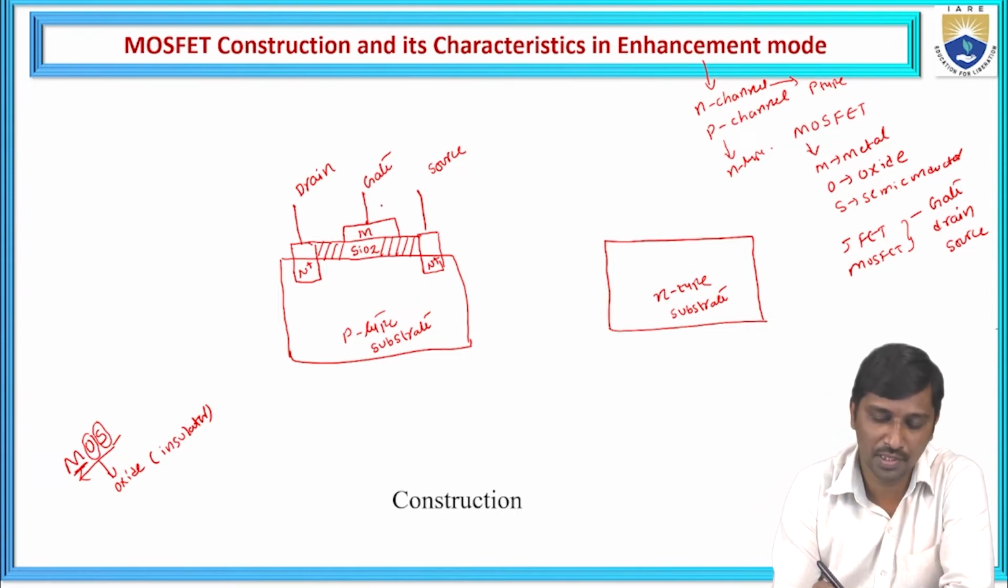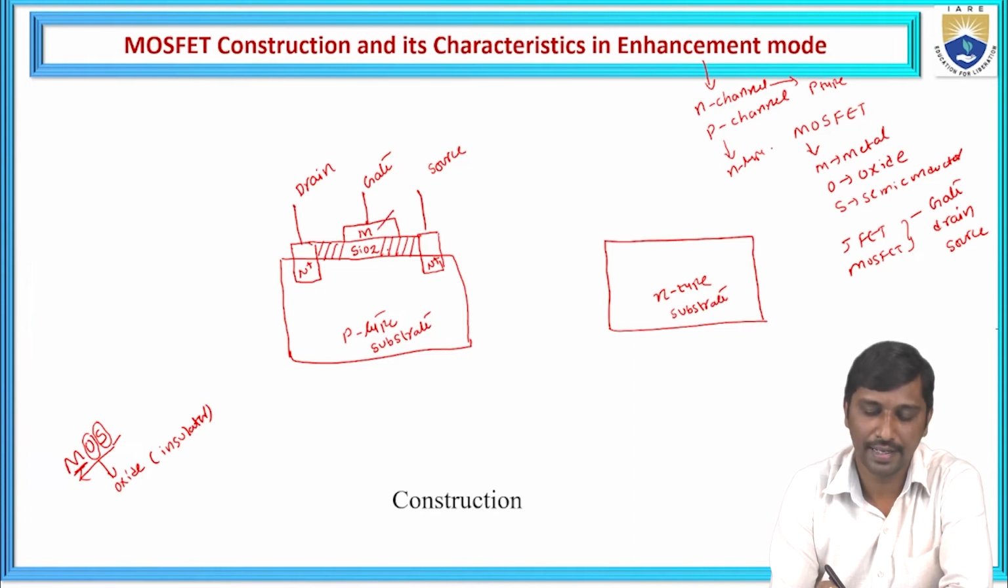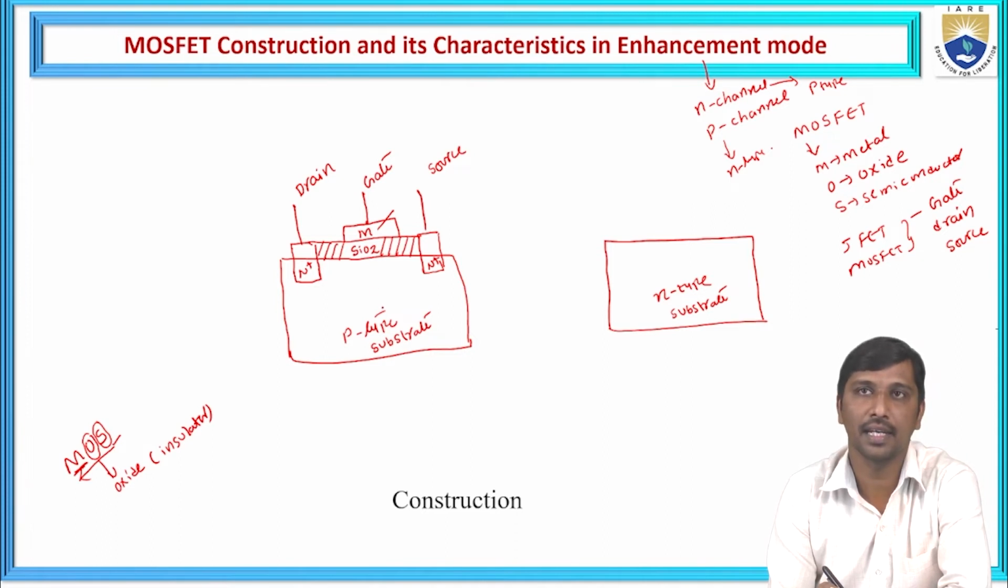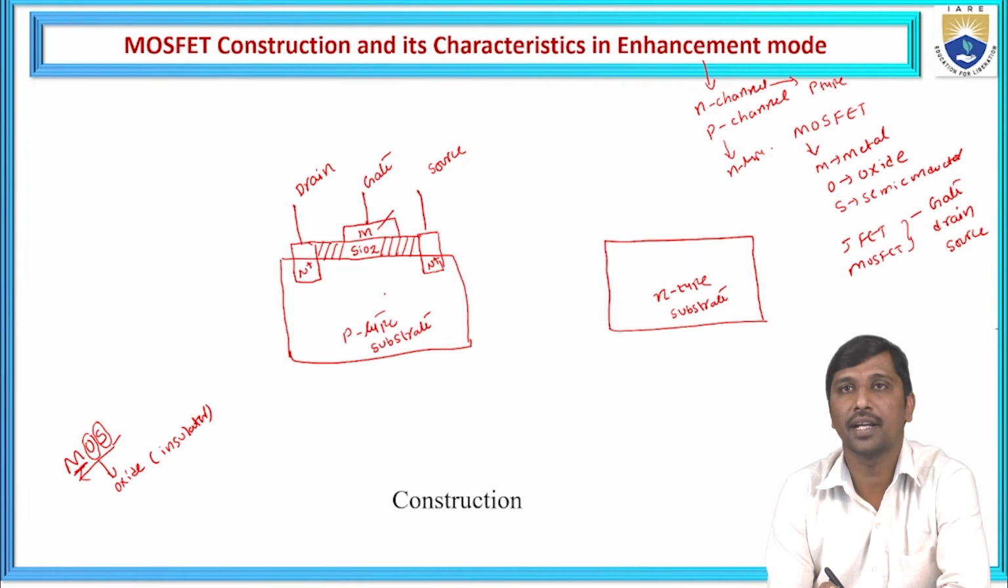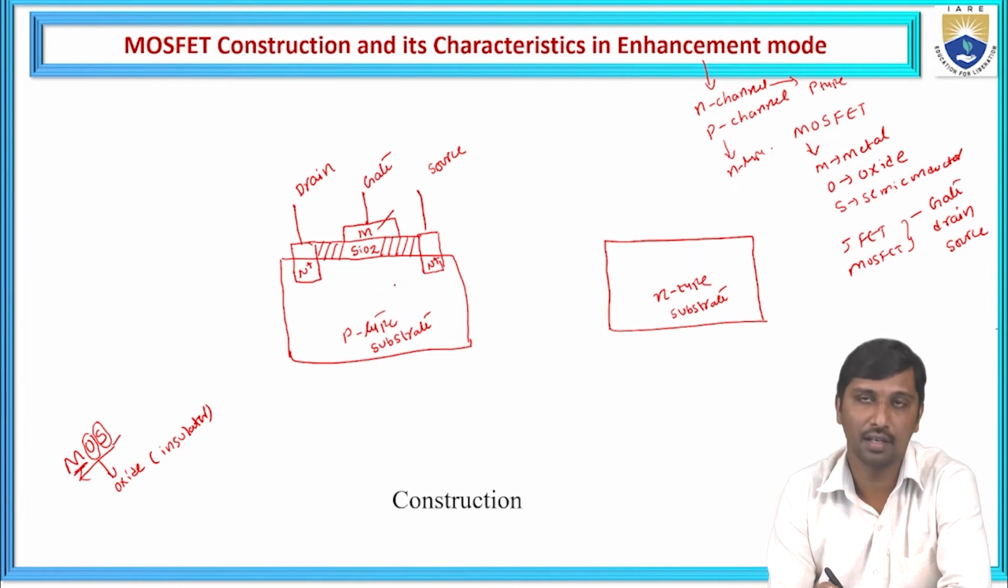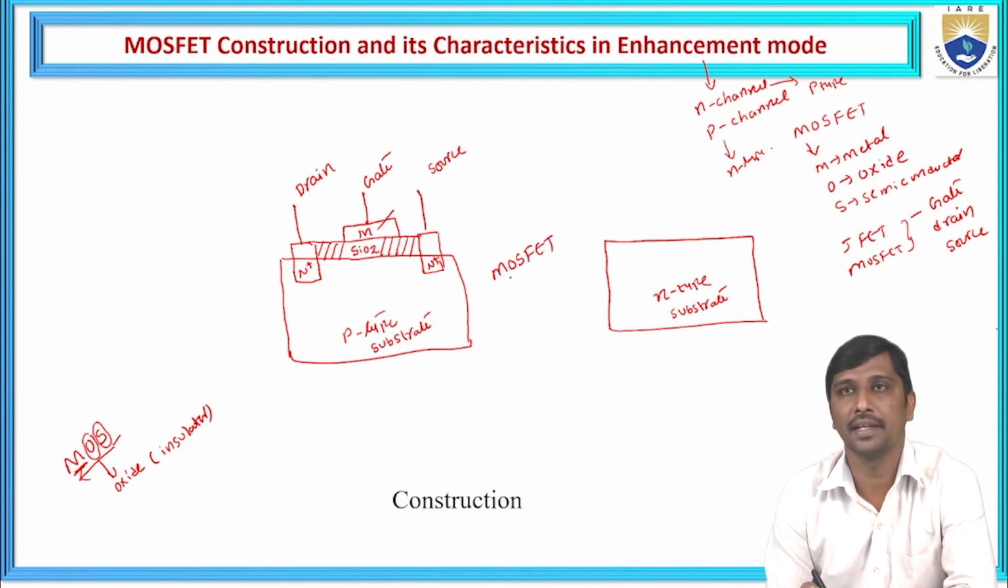Now if you observe from this top to bottom approach, this is metal, the second layer is oxide, and the third layer is a semiconductor or a substrate. Hence this type of construction is called a MOS construction. So metal, oxide, semiconductor, and this construction belongs to the field effect transistor, hence it is called MOSFET: metal oxide semiconductor field effect transistor.